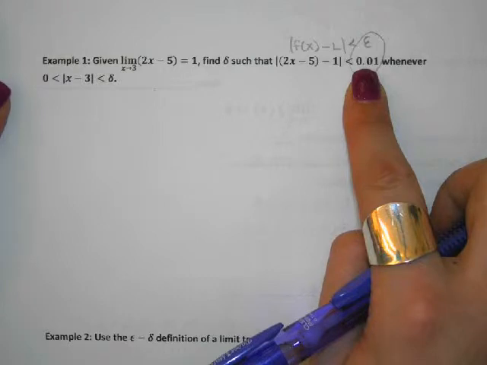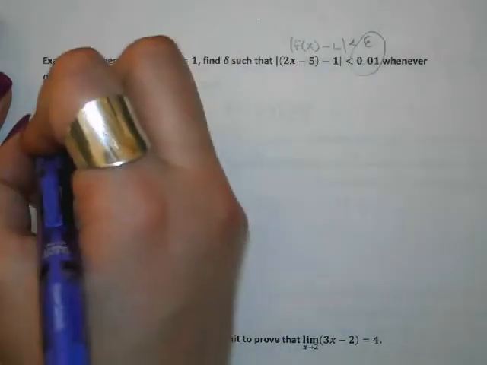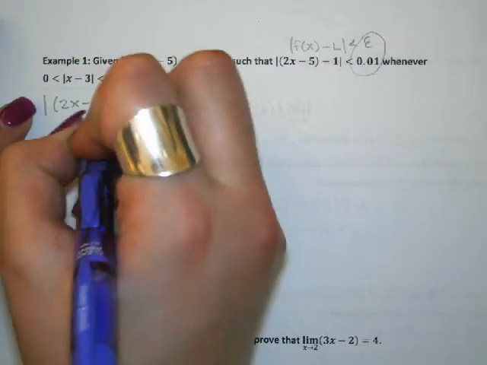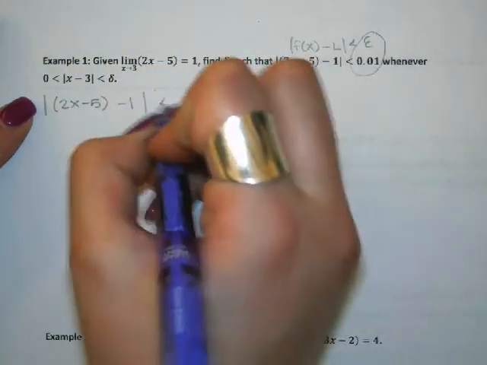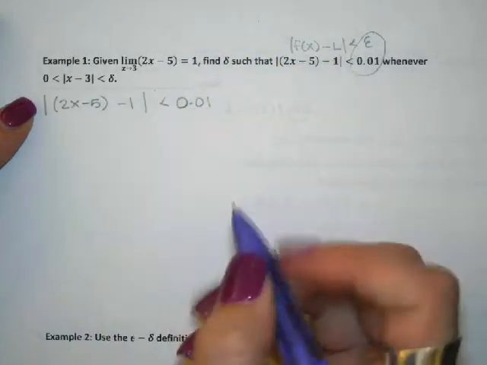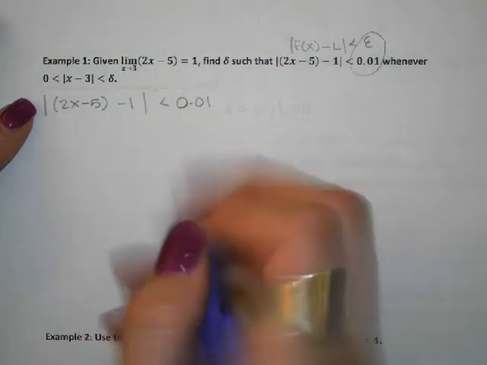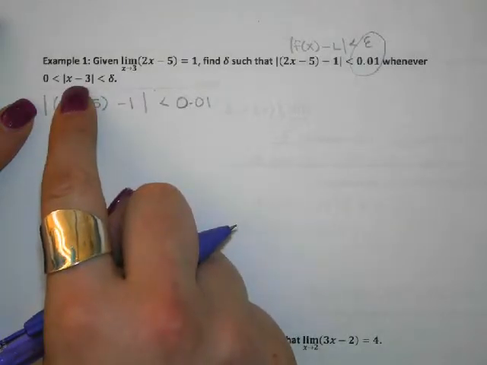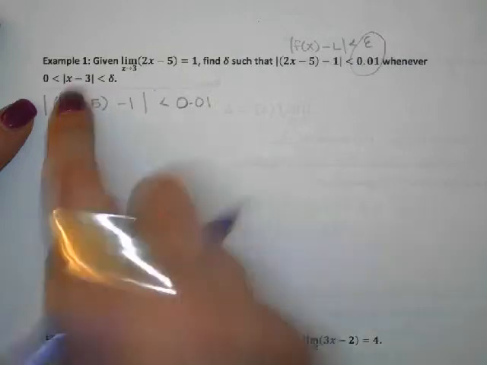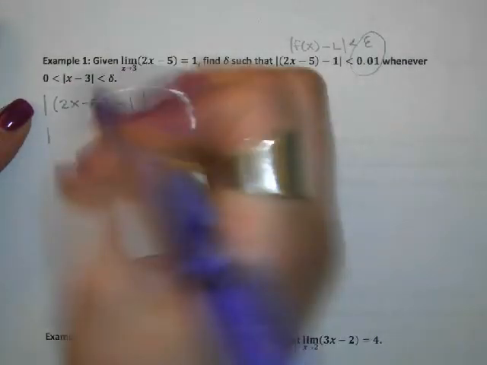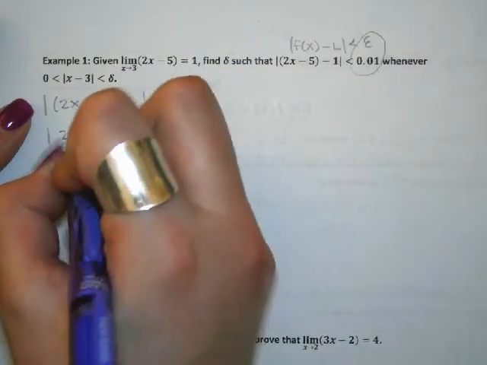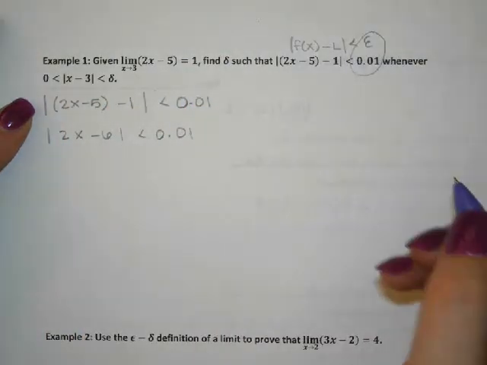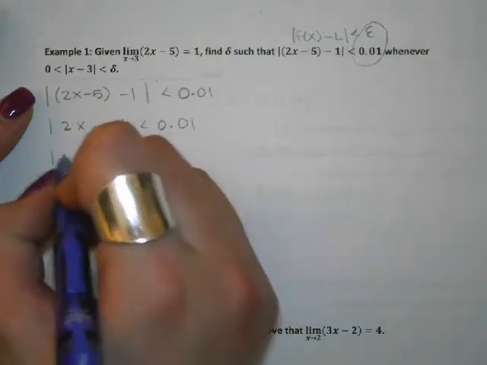Reasonable? Okay, so to find our delta, we're always going to start the same way. We're going to say f of x minus L is less than epsilon. And then we're going to simplify it, and our goal is to get our absolute value to x minus 3. We need it to simplify to be x minus 3. So what I'm going to do next is say 2x minus 5 minus 1 is actually 2x minus 6. And then I can factor out a 2.